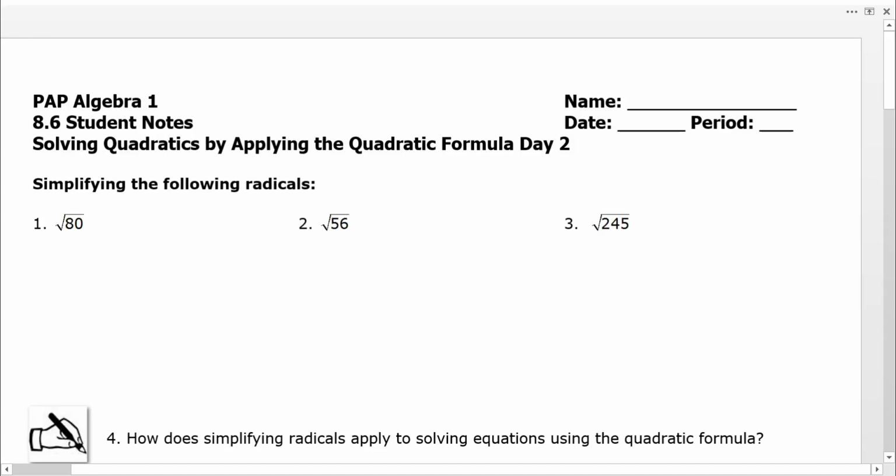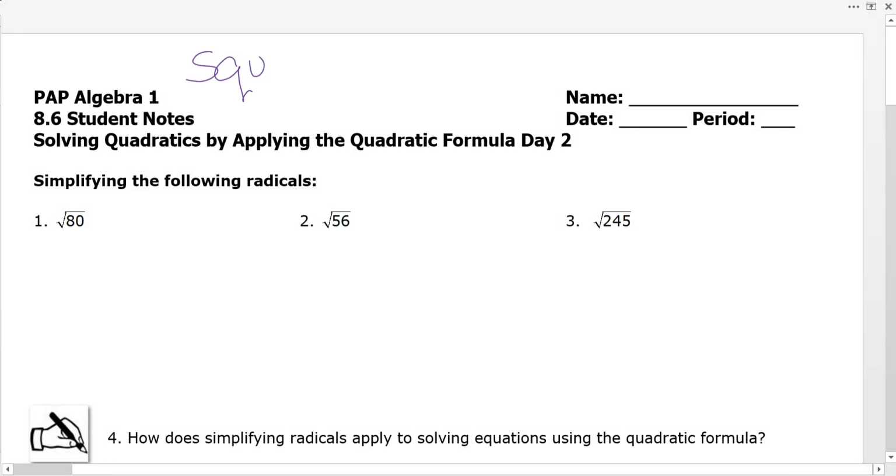We are going to wrap up solving quadratics, and we're going to still be using the quadratic formula, but we're going to talk about leaving radicals in a simplified form and not changing them to a decimal. So that's what we're doing today. A radical is the same thing as a square root. Call it a radical sign.